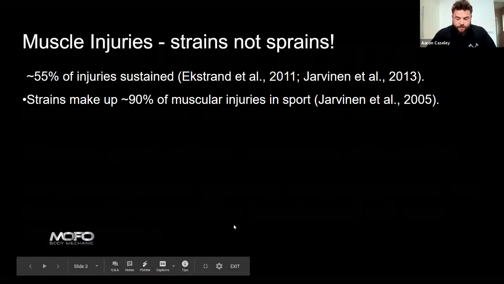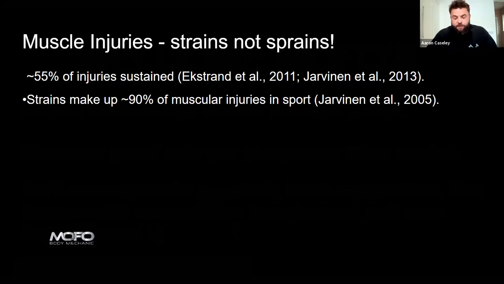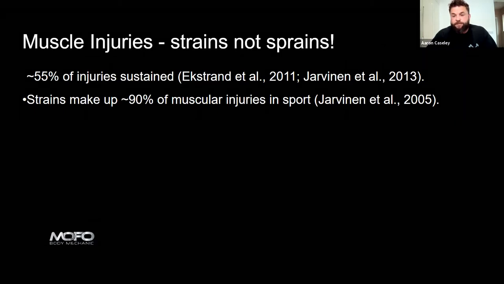So muscle injuries. Now these are a common problem. From my perspective, because I work in the industry of bodybuilders and powerlifters, and strong men and strong women, these tend to be probably the second most common thing that you're going to encounter, behind tendon injuries. So if you missed our tendinopathy webinar that we did a few weeks ago, you can check that out on YouTube. 55% of all injuries sustained in an active population are going to be coming from muscle strains. And it's a strain, not a sprain. Sprains are what happen to ligaments.